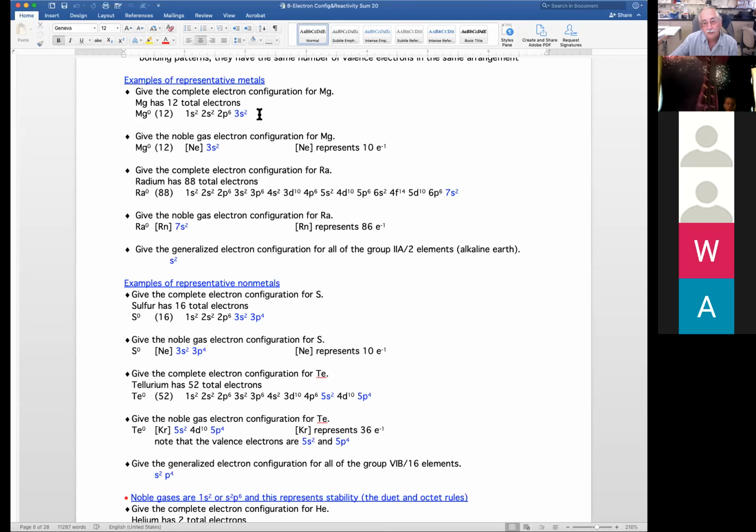Give the noble gas electron configuration for magnesium. And this is what's on the periodic table, actually. If you look at magnesium, that's what you see. So it has everything that neon does, but in addition to that, it has 2 electrons in the 3rd shell in an S-type of subshell. So neon is a noble gas, and it simply replaces the electron configuration of that noble gas with its symbol.